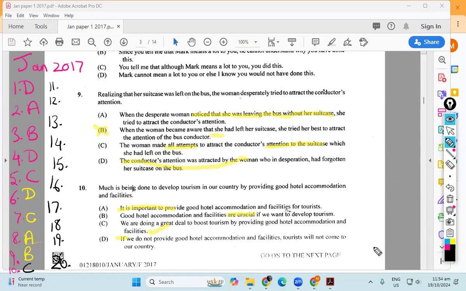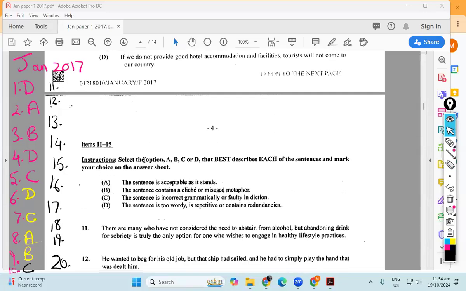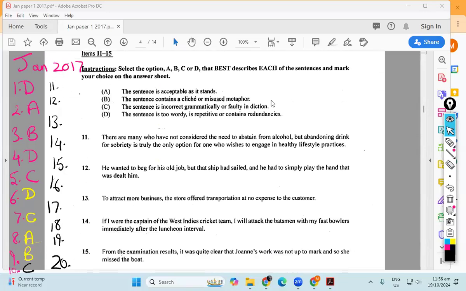All right. Let's clear away the scribbles and the highlights and move on. Let's see if we can get through the next 10 quickly. All right, so in this set now, what are the instructions? Select A, B, C, or D that best describes each of the sentences. Mark your choice on the answer sheet.